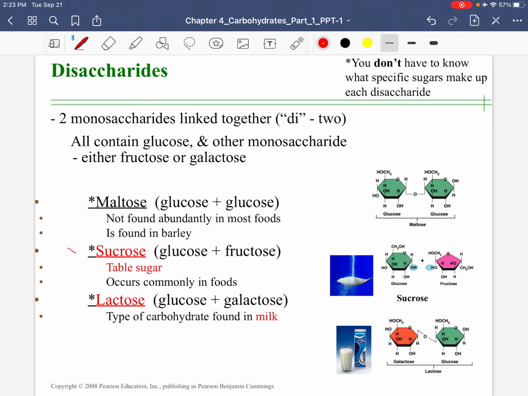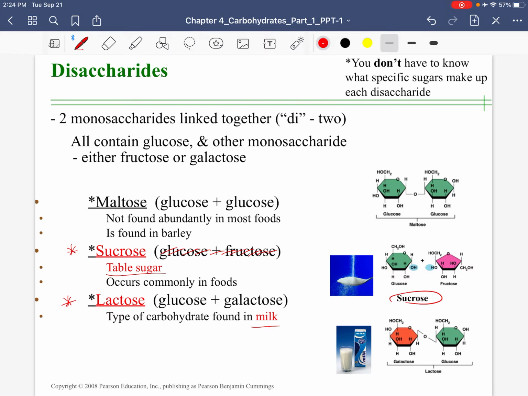Okay. Then we have disaccharides. I'm asking you to know 2. Sucrose is a disaccharide, 2 sugars. This is table sugar. If you put sugar in your coffee, what you're adding is a disaccharide called sucrose. And of course, lactose. You may be familiar with lactase, which is the enzyme, or you may have heard of lactose intolerance. Some people's digestive tracts are not able to handle lactose. Lactose is a disaccharide found in dairy.